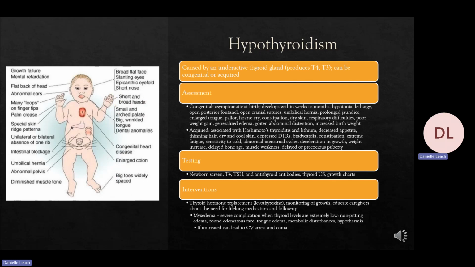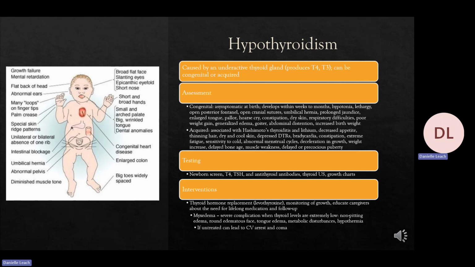Hypothyroidism is caused by an underactive thyroid gland. The thyroid gland produces the hormones T4 and T3. Hypothyroidism can be congenital or acquired. With congenital hypothyroidism, most infants are usually born asymptomatic at birth, so they may have no symptoms, but they may start to develop these symptoms within a couple weeks to months after birth.